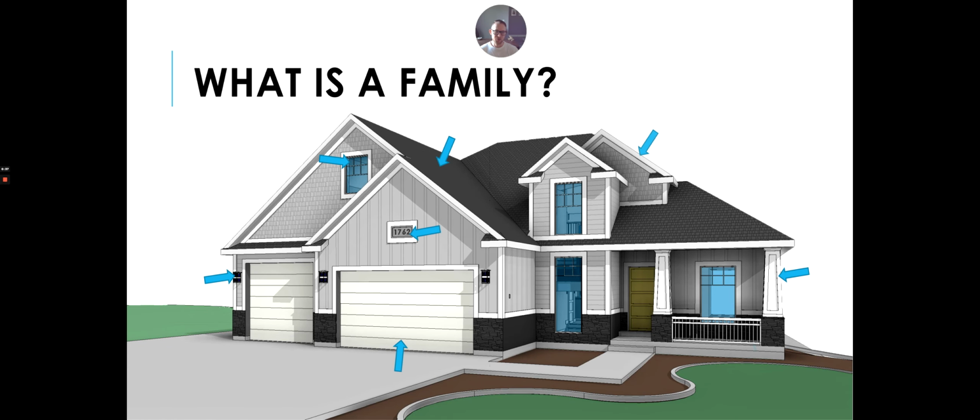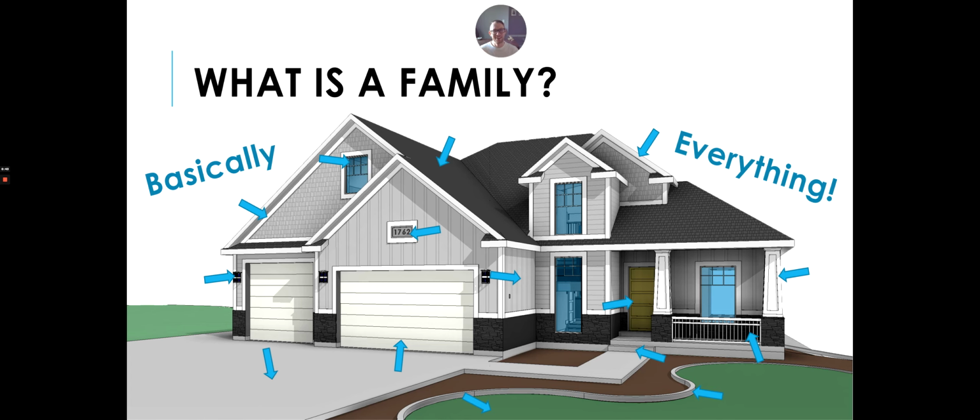So if we're looking at this Revit model and you ask yourself what part of this model is a family, it's literally everything. The walls are a family, the columns are a family, the doors, the windows, the address, the trim around the house is a family, the ground is a family, the stair is a family, really everything. So everything that you see in 3D in Revit is probably a family.